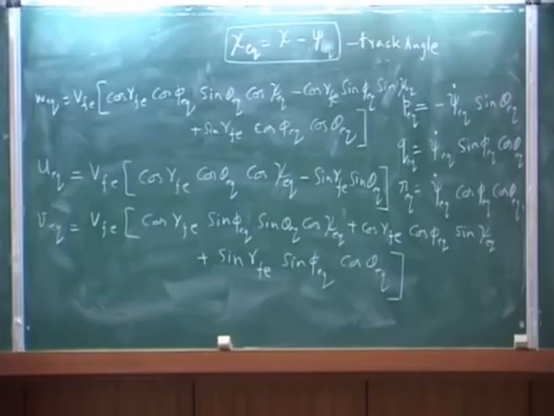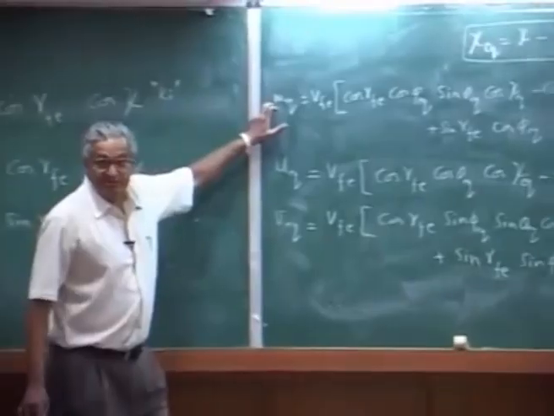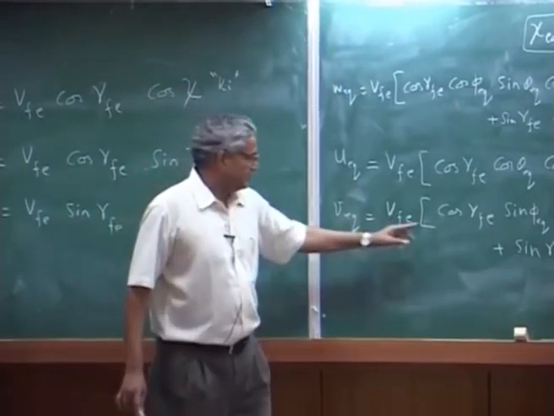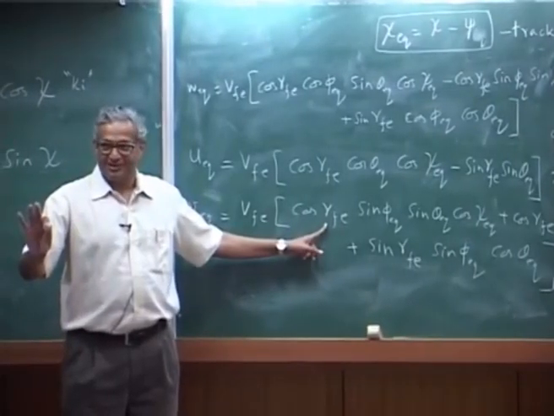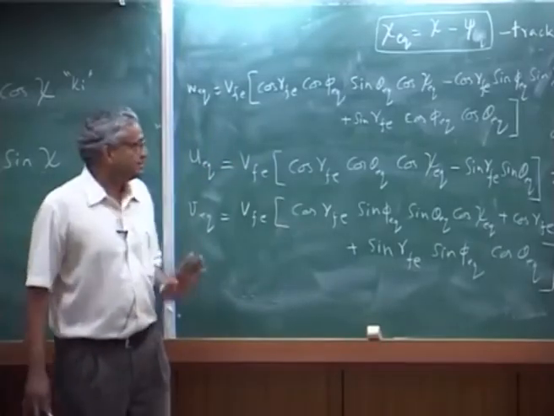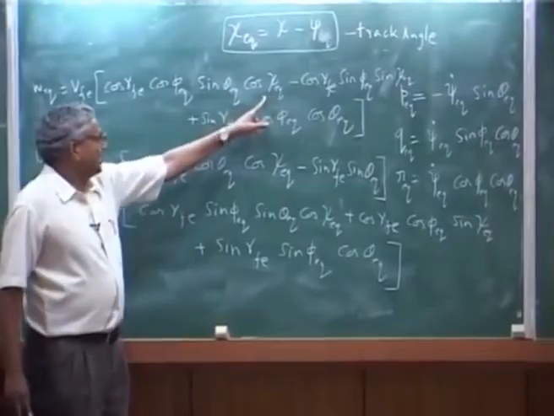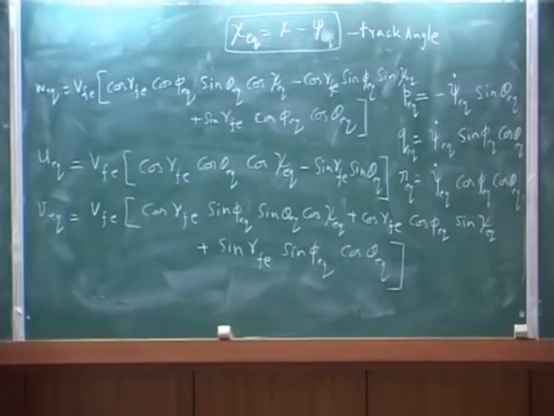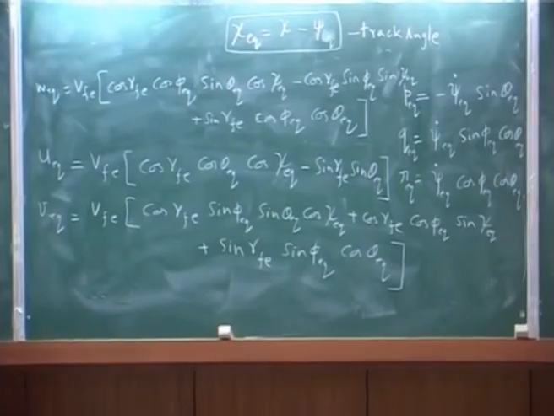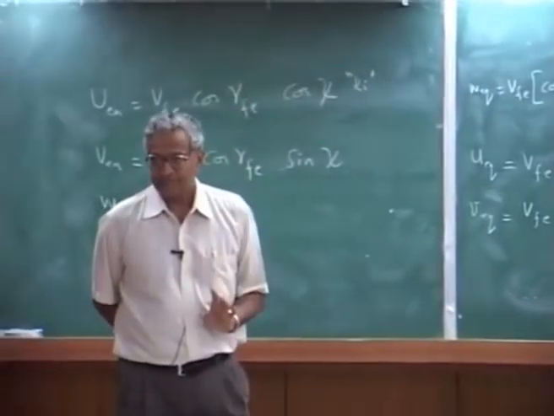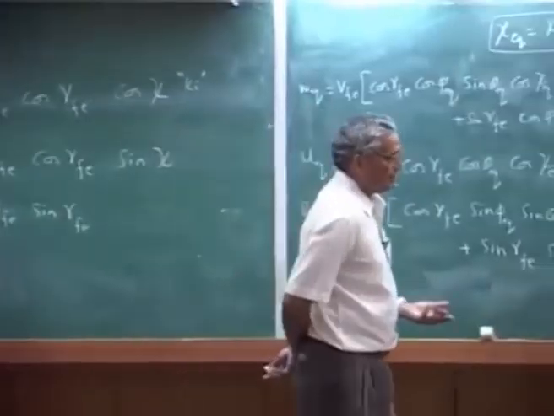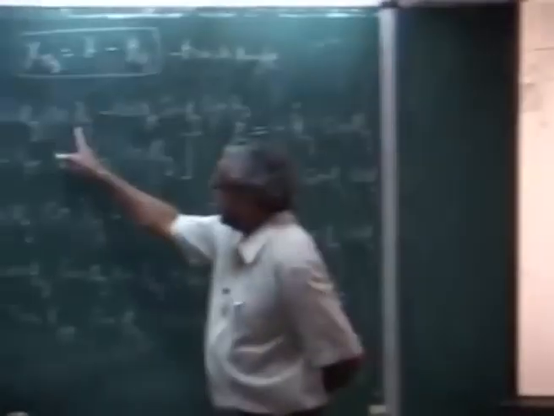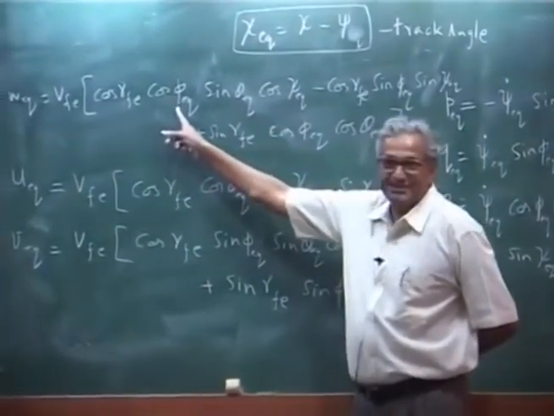Now, you see, for me to get UE, VE, W equilibrium quantities, I know the velocity, I know the flight path angle is given. Okay. What I do not know in this is, I do not know chi, I do not know theta, I do not know phi. These three equilibrium quantities I do not know. You follow what I am saying? That means, if I want to get the velocity along the body axis, given the quantities of these four, I still need to know three: chi equilibrium, theta equilibrium, phi equilibrium.